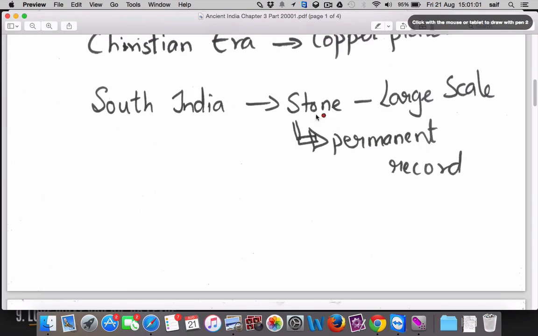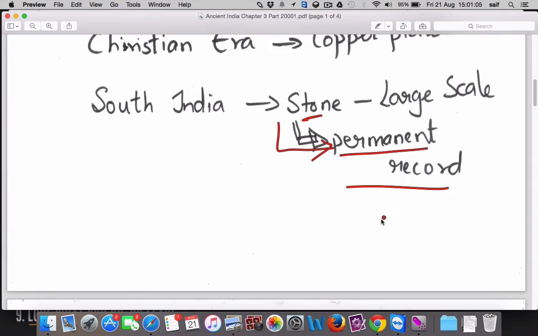Why do these people do stone inscription? Because they want to make it a permanent record. If you put an inscription at a small scale, the record won't be permanent. So that's why the people of that era wanted to make the inscription permanent. For that reason, they did it on stone.